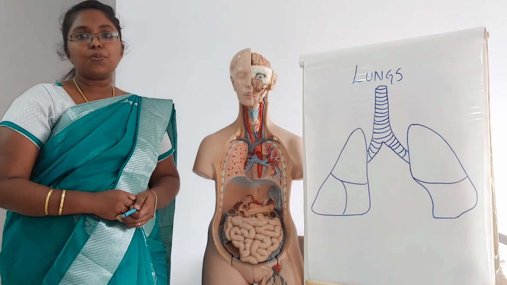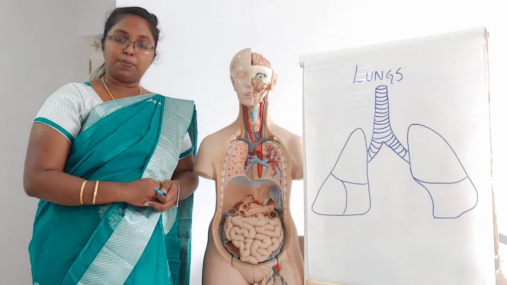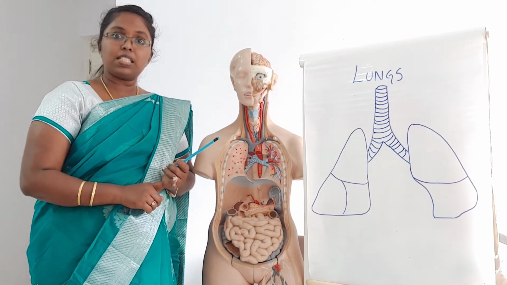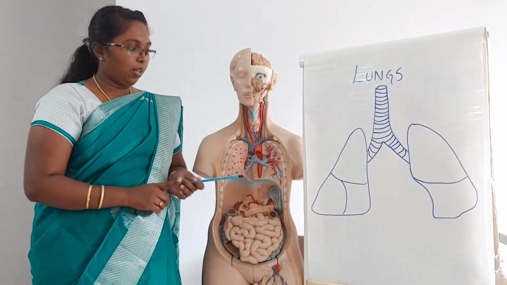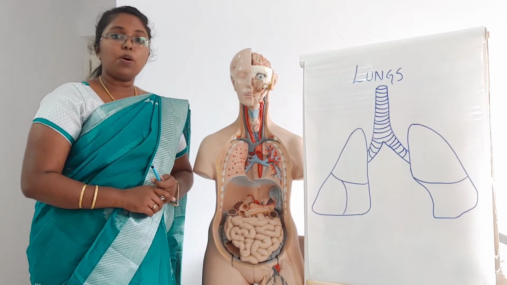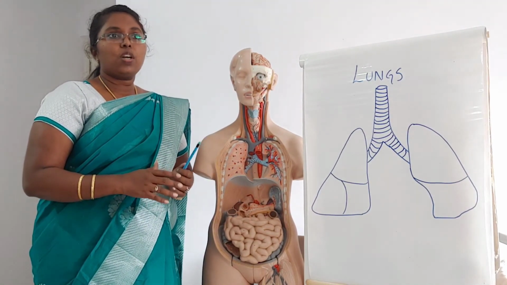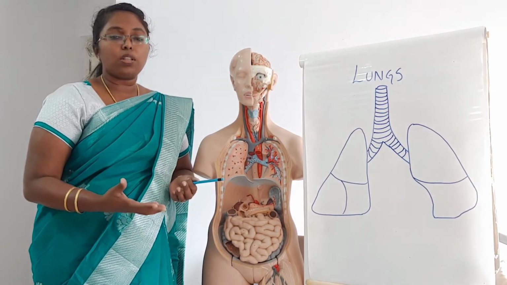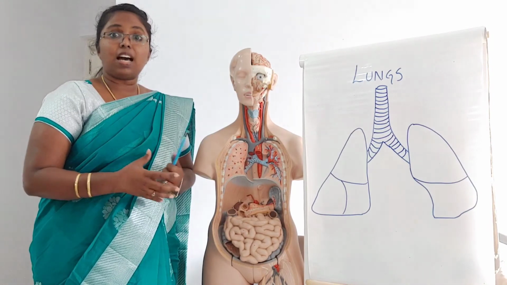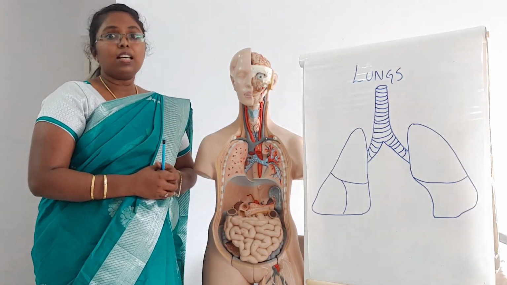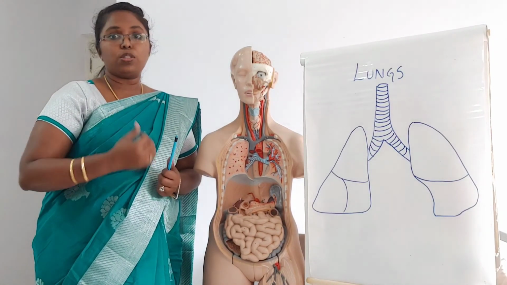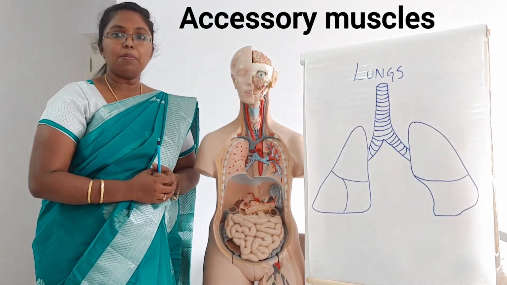Then at the end we learned about the muscles of respiration. The intercostal muscles, there are 11 pairs of intercostal muscles. The diaphragm, which separates the thoracic cavity and the abdominal cavity. One more group: in case the patient needs more respiration or the breathing effort is more, definitely a few muscles in the neck region will be useful. These are known as accessory muscles.